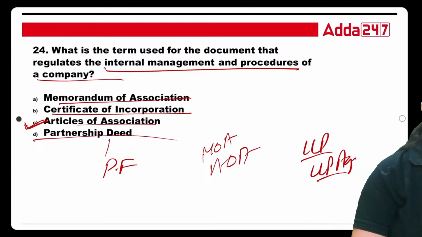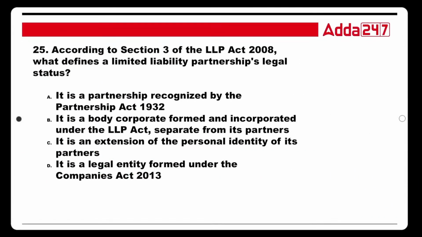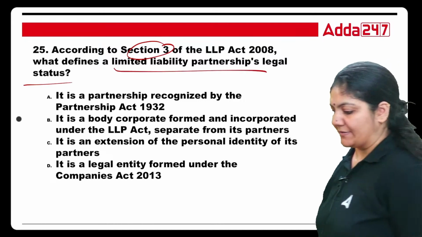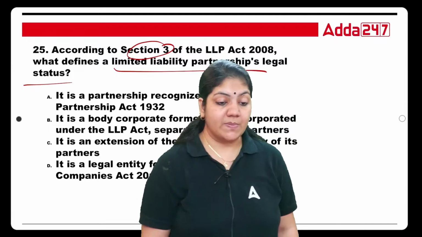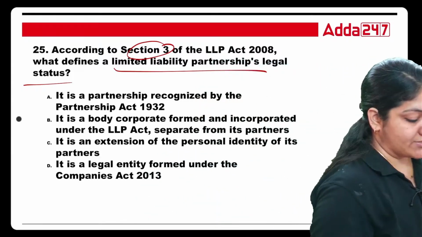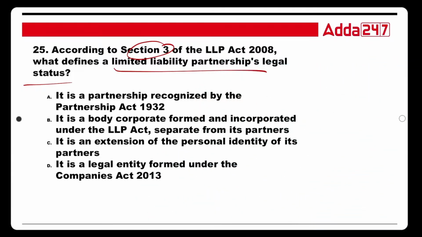Okay, next. According to section 3 of the LLP Act, what defines the LLP's legal status? Tell me, class. It is a partnership recognized by the Partnership Act 1932. It is a body corporate formed and incorporated under the LLP Act, separate from its partners. It is an extension of the personal identity of its partners. It is a legal entity formed under the Companies Act 2013. What is the right answer?